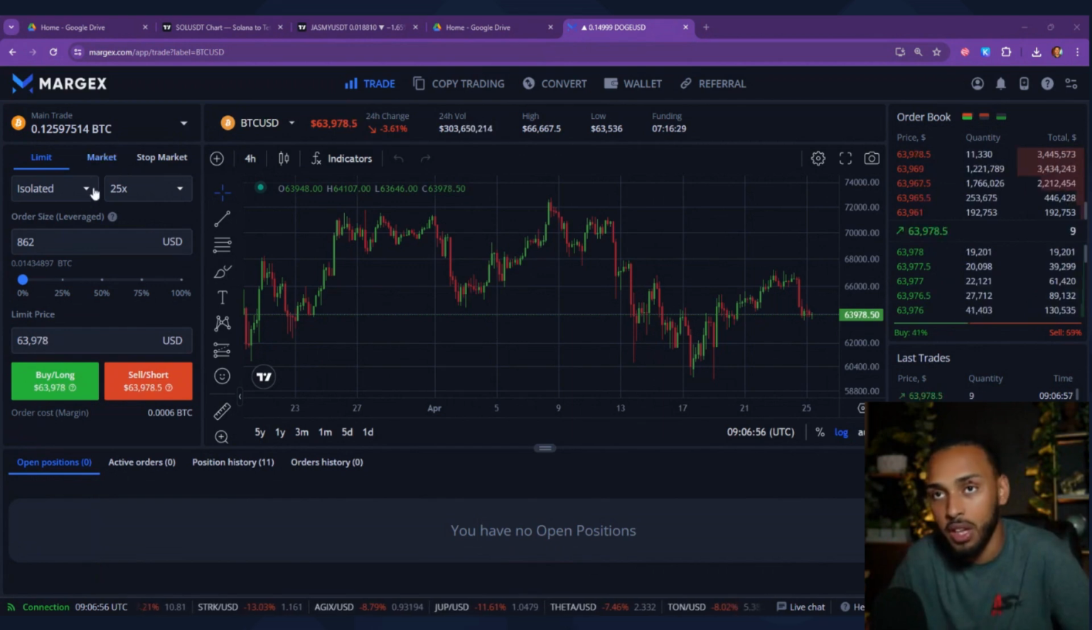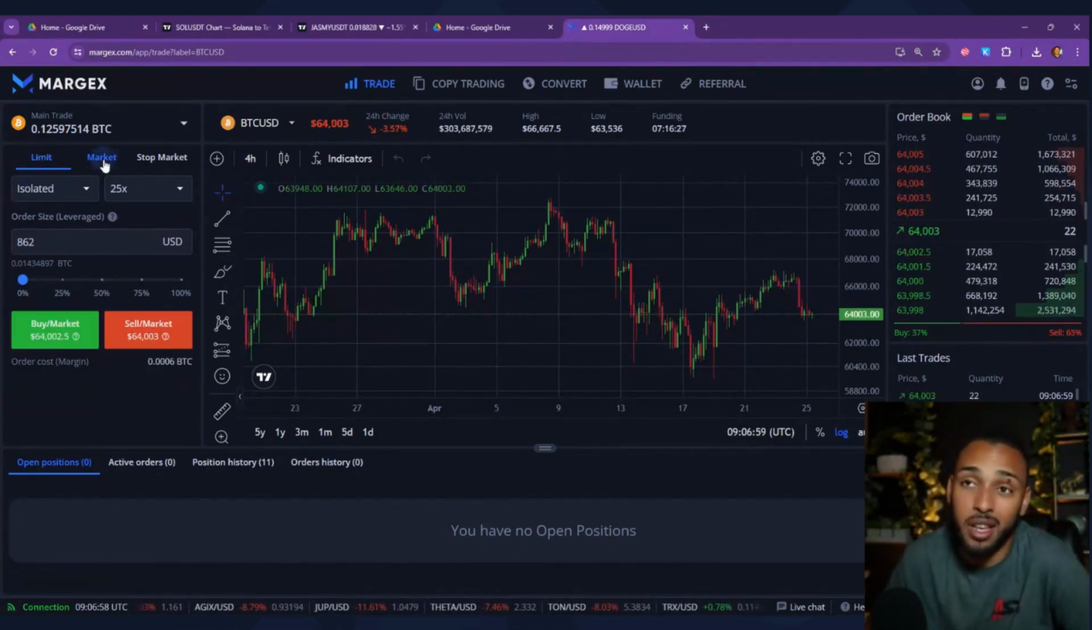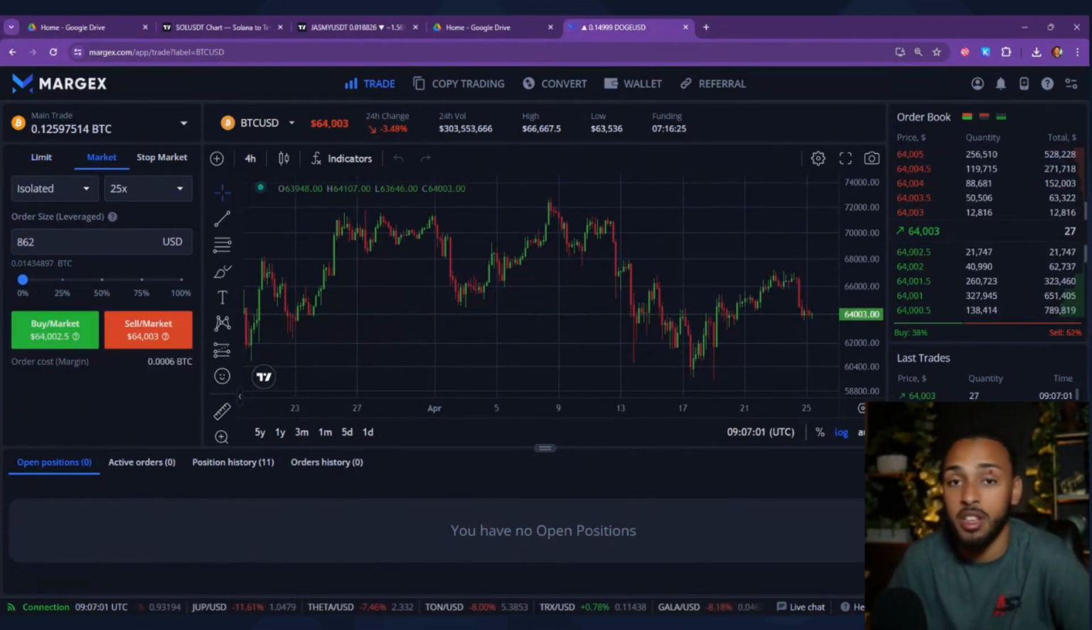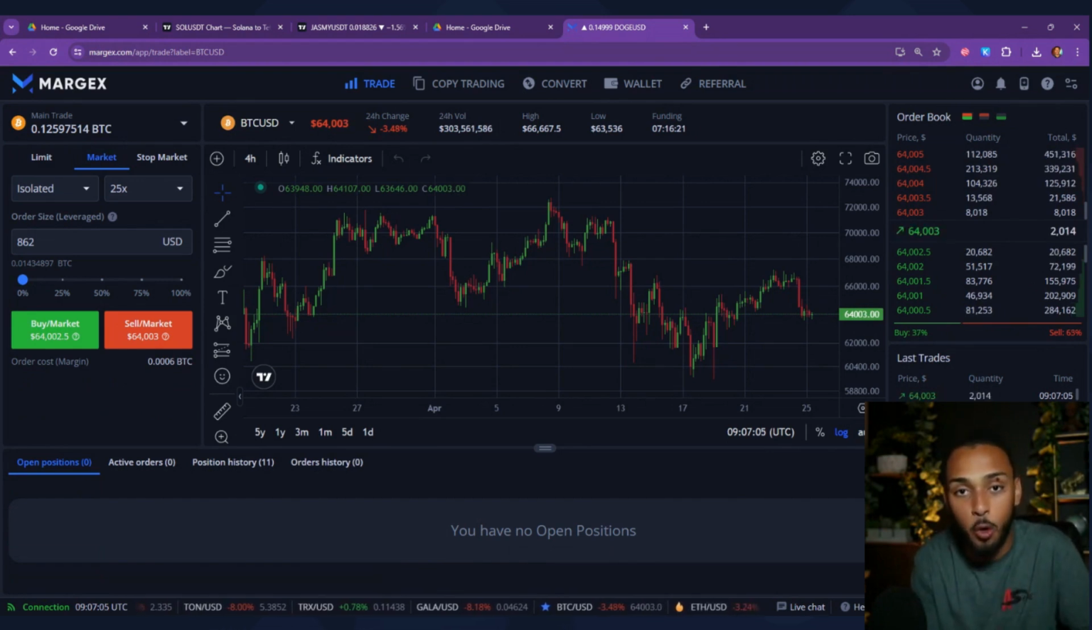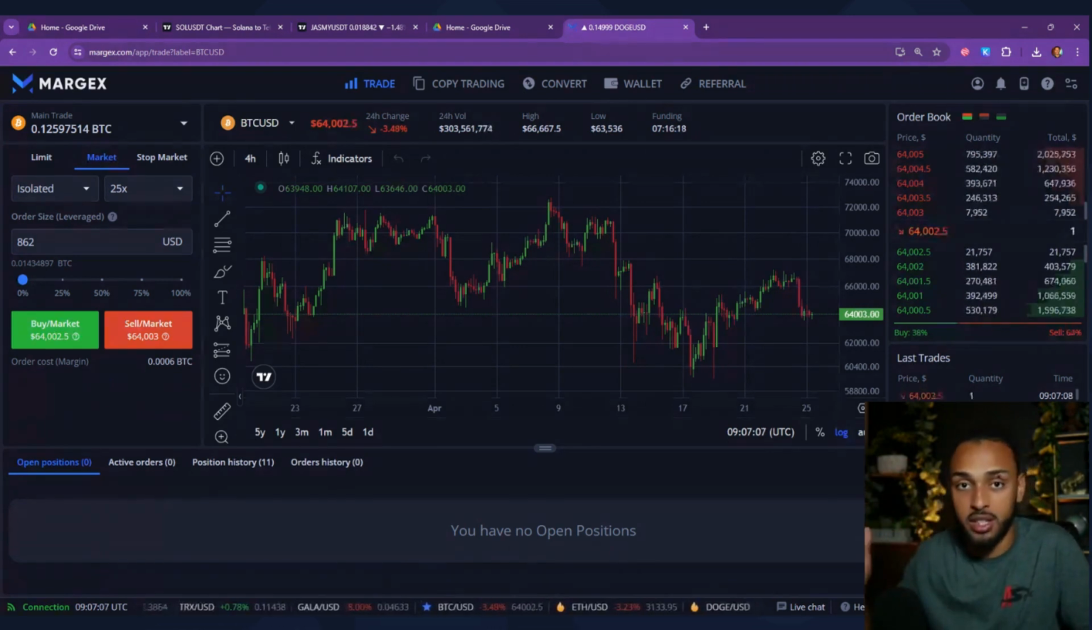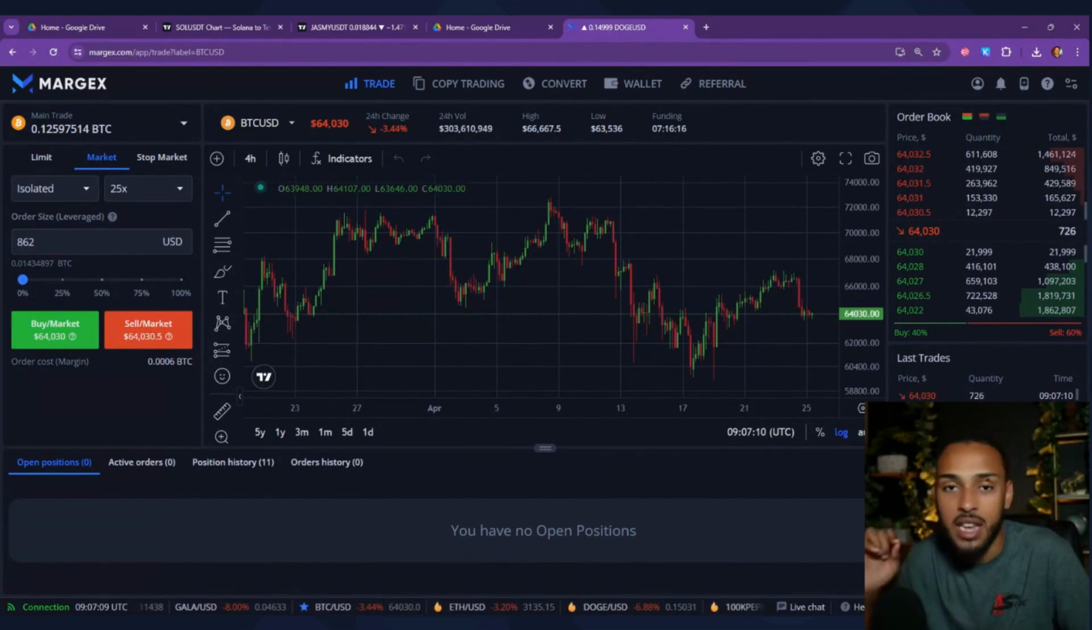Generally speaking, a lot of people do use this. Personally, I use market orders most of the time. It's just my personal preference. What a market order is, is that at that exact moment, the platform that you're using, in this example Margex, is going to try to find the best option for you to buy it.